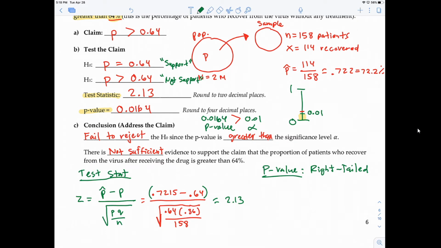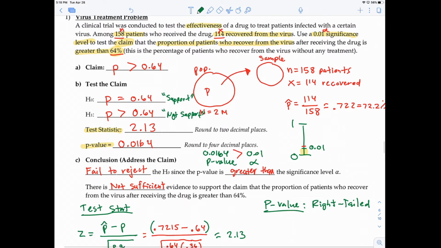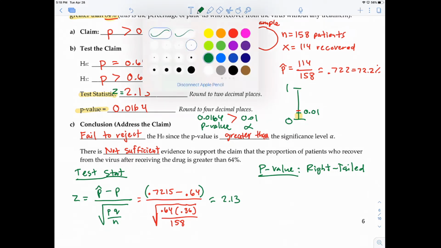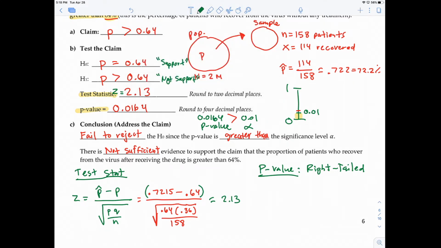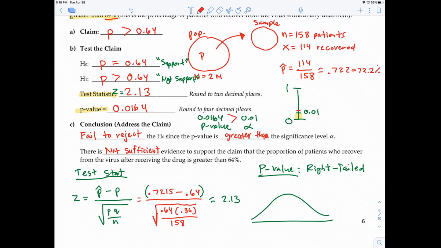The test statistic in here, this is actually a z distribution, right? That's why we use the one prop z test. Whenever you're dealing with proportion, it's always a z distribution. So this test statistic should have been z equals. And because it's a z, we know we're dealing with a standard normal distribution. So the p-value is the area to the right of the test statistic.